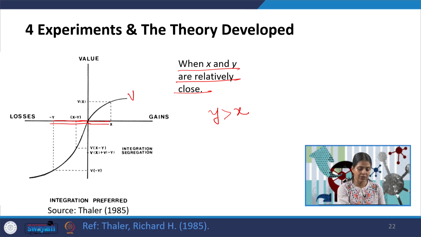Given the value function, I will be having here v of x minus y, and as opposed to that, if I consider the segregated account, this is my minus y, so accordingly this is my v of minus y, and this is x. Given the value function, this is my v of x. Now, I have to subtract this distance from here. So, I am here, which is v of x plus v of minus y. This I get by integration, and this I get by segregation.